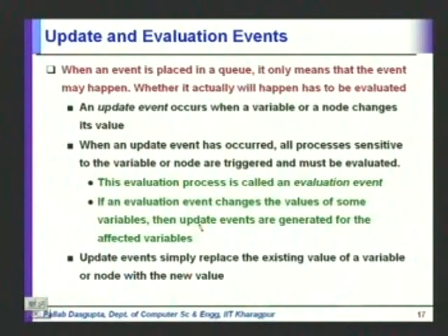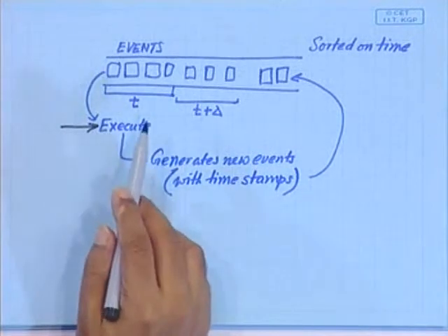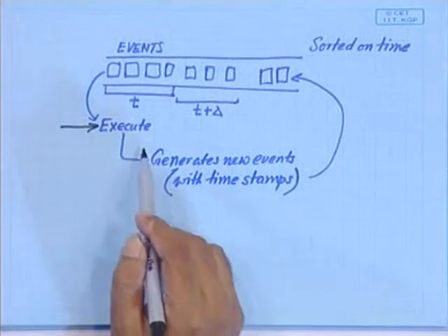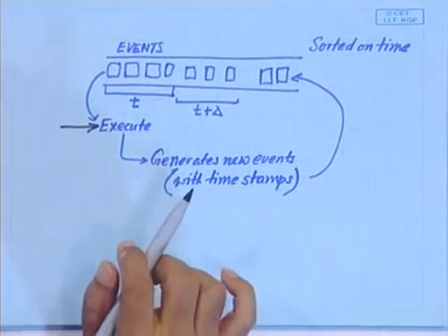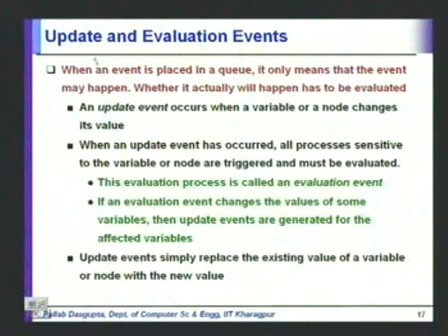So now let us look at the 2 types of events that are generated by the simulator. For every event, when we come to the execution, this execution actually produces 2 things. One is that it can generate an update event or an evaluation event, right. There is a difference between these 2. So let us study what is the difference between these 2 types of events.